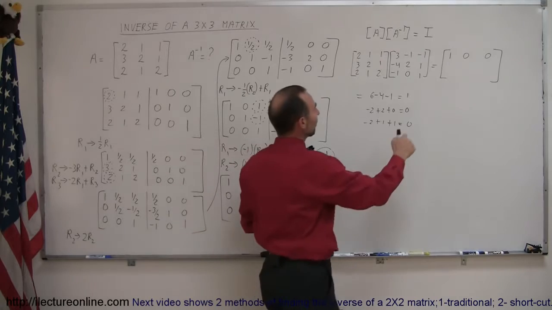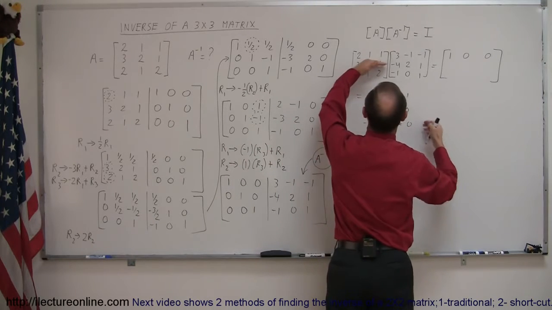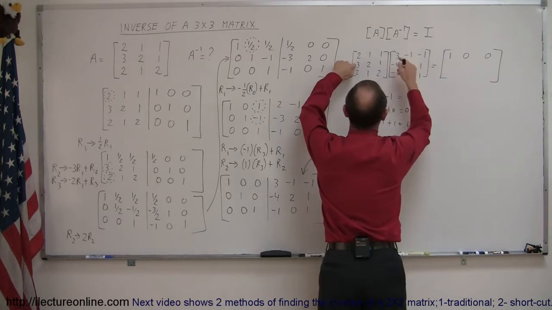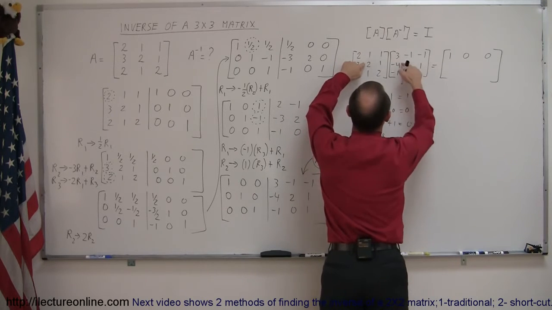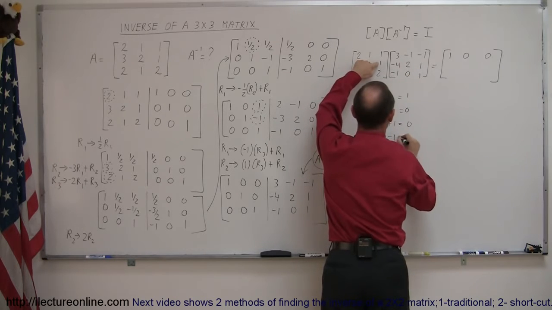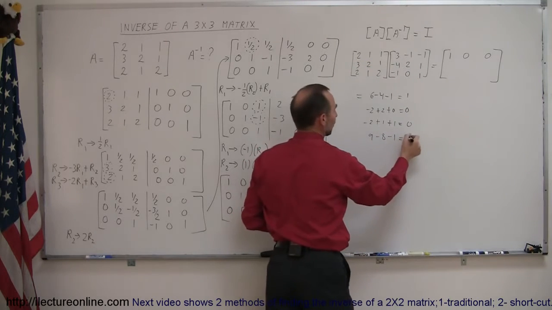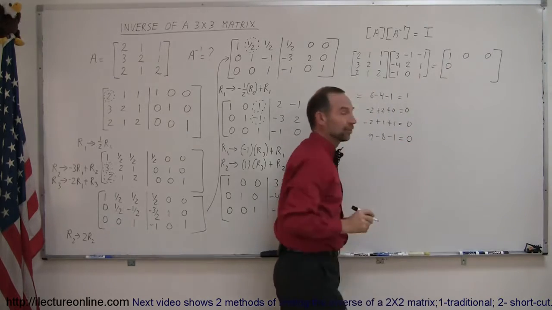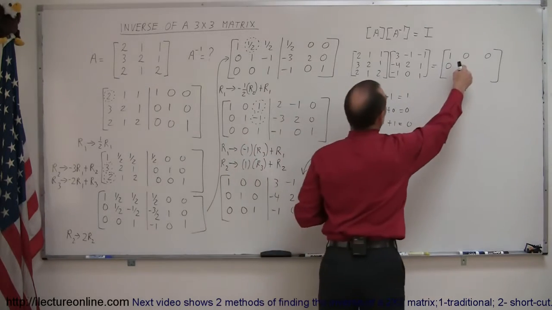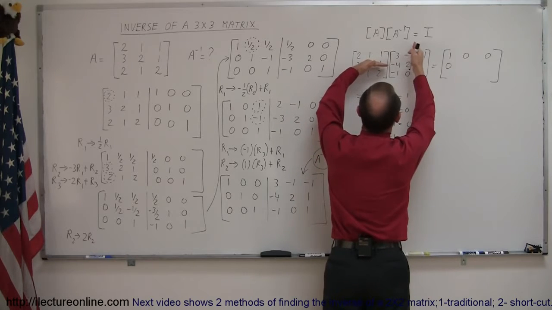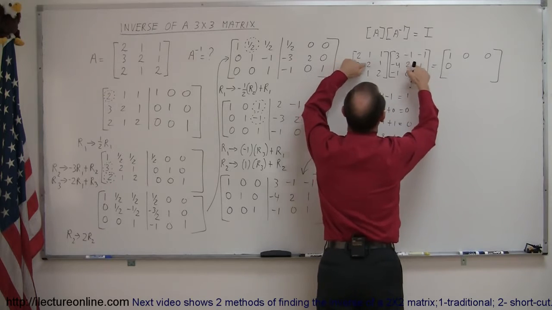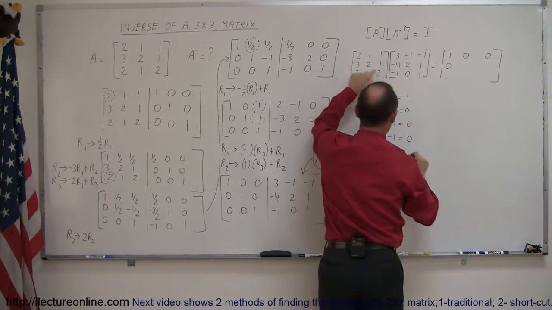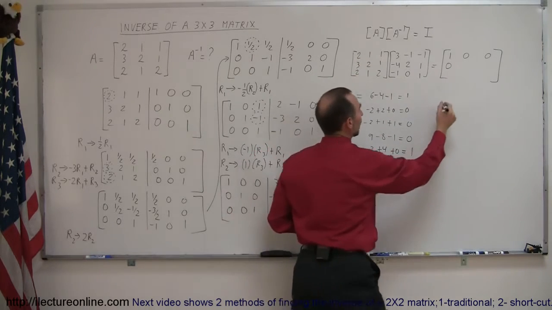All right, to get this element right here, we're going to multiply this row times this column. So it's 3 times 3, which is 9. 2 times negative 4 is minus 8. And 1 times negative 1 is minus 1. And you can see that 9 minus 8 minus 1 is 0. So we get a 0 over there. So far, so good. To get this element right here, we're going to multiply this row times this column. So it's 3 times negative 1, negative 3. 2 times 2, which is plus 4. And 1 times 0 is plus 0. And as you can see, this equals 1. So we get a 1 over here.